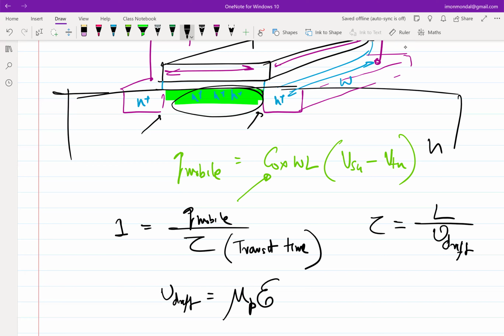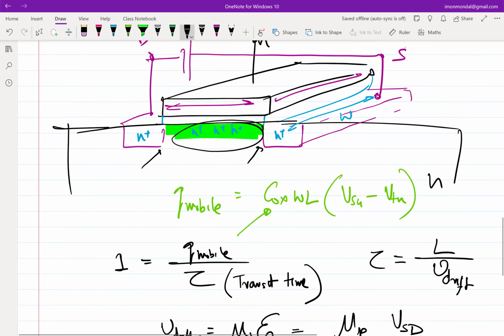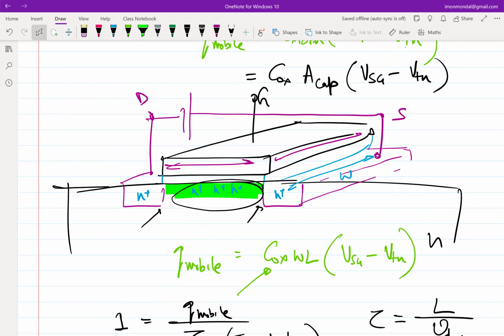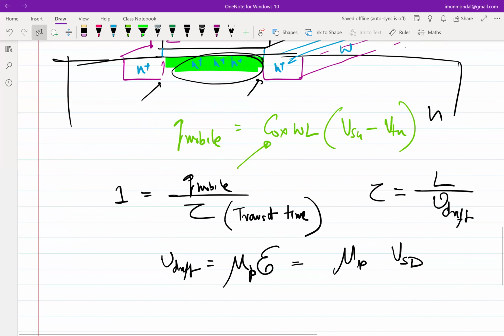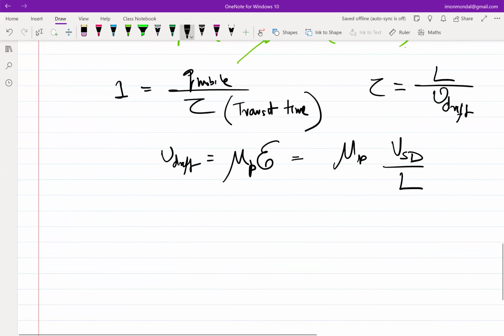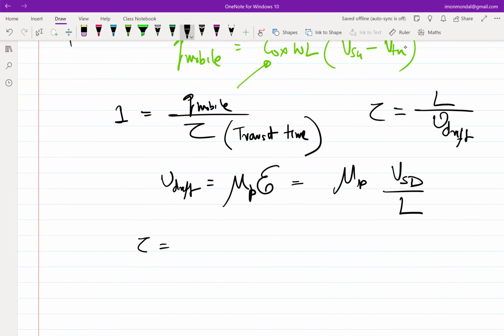What is electric field? We know what the voltage applied between the two terminals is. We know the length. Electric field is voltage over length. So this becomes mu P times VSD, because the way I have connected, the source is at higher voltage, so VSD divided by L. So now put everything back. What do you get? So tau becomes L by mu P VSD by L, that is L squared over mu P VSD. So I put it back on I.